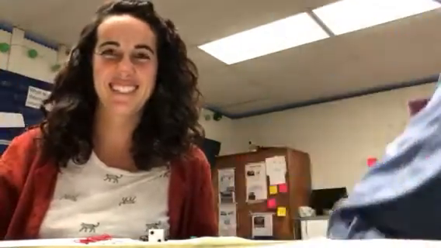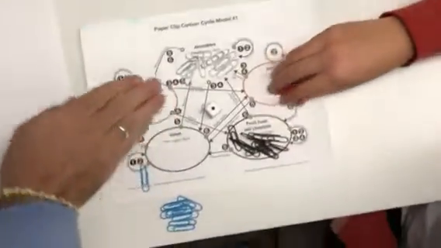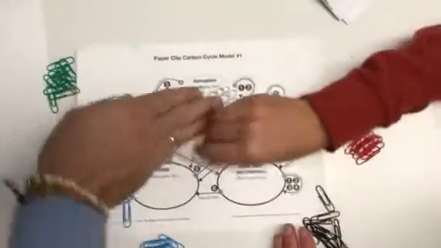We're going to show you how to use the paperclip carbon cycle model, which is used to model how carbon moves from one reservoir to another via the flows. Ready? Okay. So, this is carbon cycle model number 1.